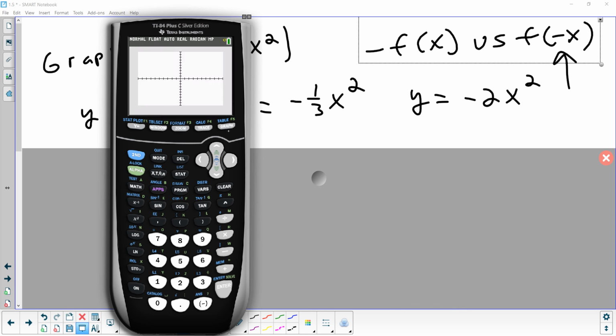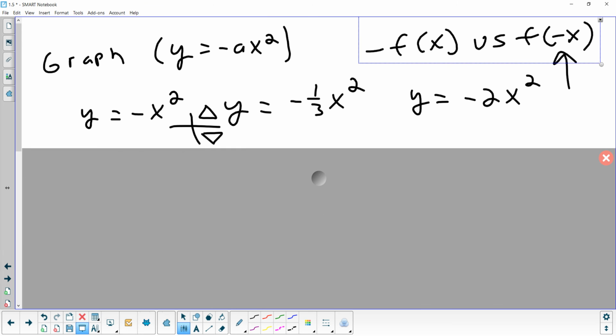So now I'll hit graph, and you're going to see the original. And then you're going to see the one in red flipped down below. Okay, so that's called a vertical reflection.